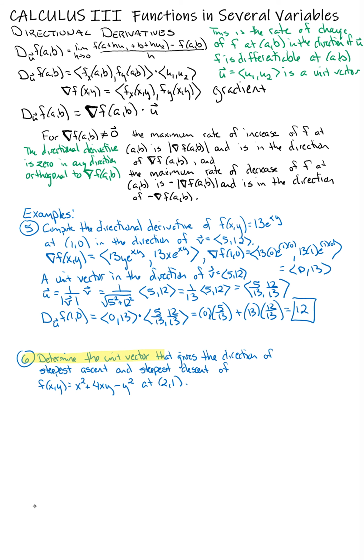We want to determine the unit vector that gives the direction of steepest ascent and steepest descent for the function f of xy is equal to x squared plus 4xy minus y squared at the point 2, 1. So the direction of the steepest ascent and steepest descent, well, that's going to be just our gradient vector.